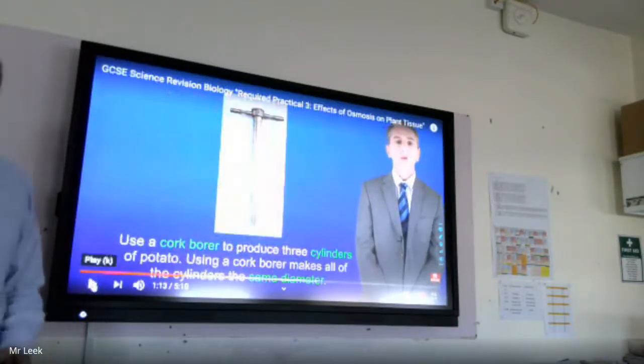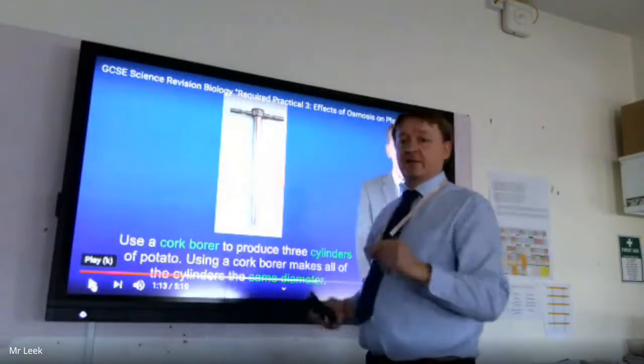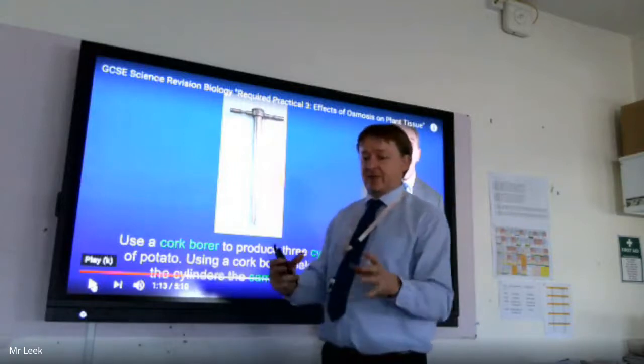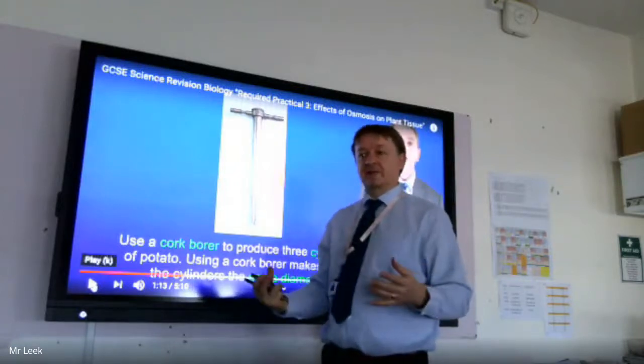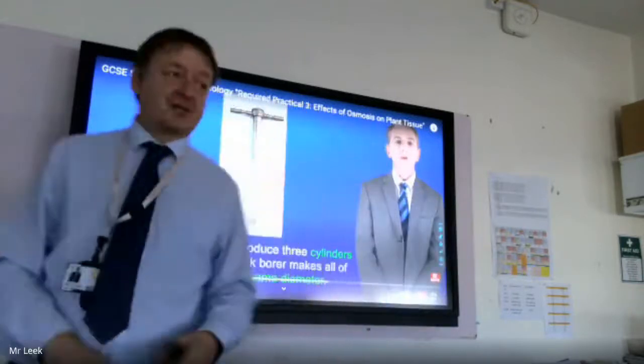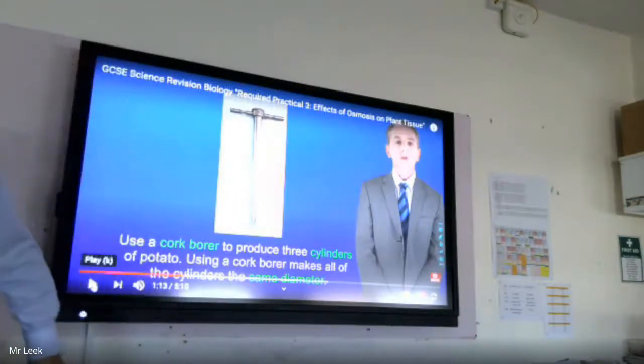What you've got to remember is that the potato skin around the outside doesn't let water in and out. If you think about it, if you have a potato under the ground, that potato wouldn't let water in and out. And if it did, it would just keep on swelling up and being really horrible. So the potato skin protects it. That is then your cork borer, to make exactly the same size cylinders.